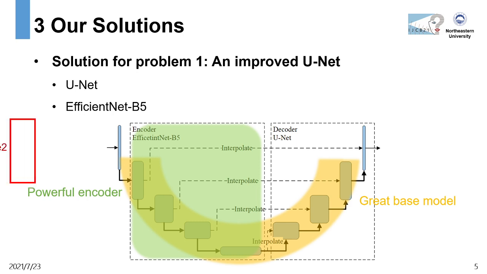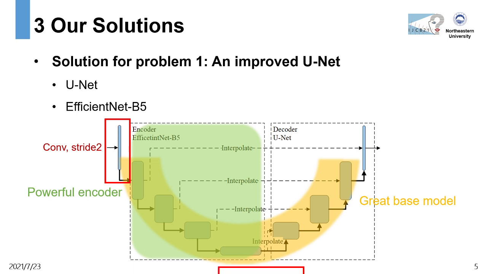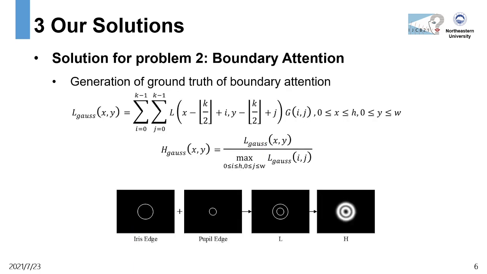In practice, we first use convolution with stride 2 to process the iris image. We use the first 4 stages of the EfficientNet-B5 as the encoder. In the decoder part, we use bilinear interpolation to match the feature maps of different scales. For example, we upscale the feature map in the last stage of the encoder to match the feature map in the first stage of the decoder. That is the solution for problem 1.